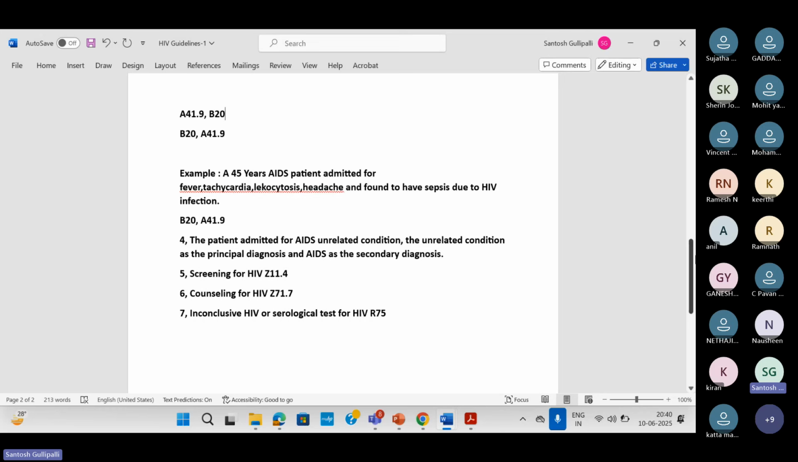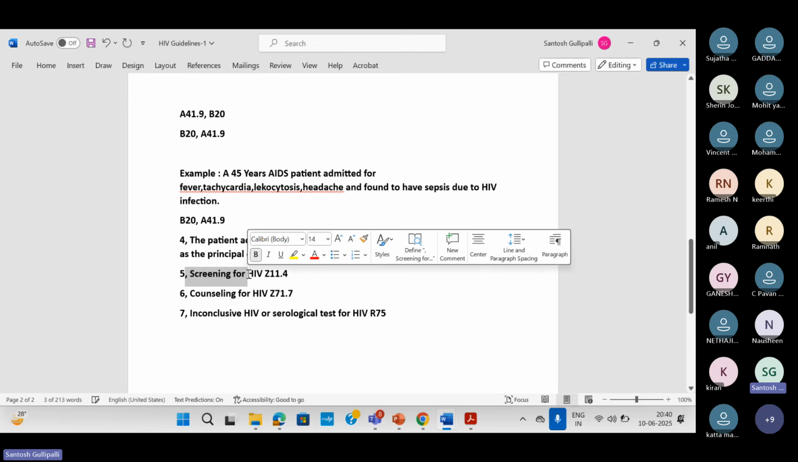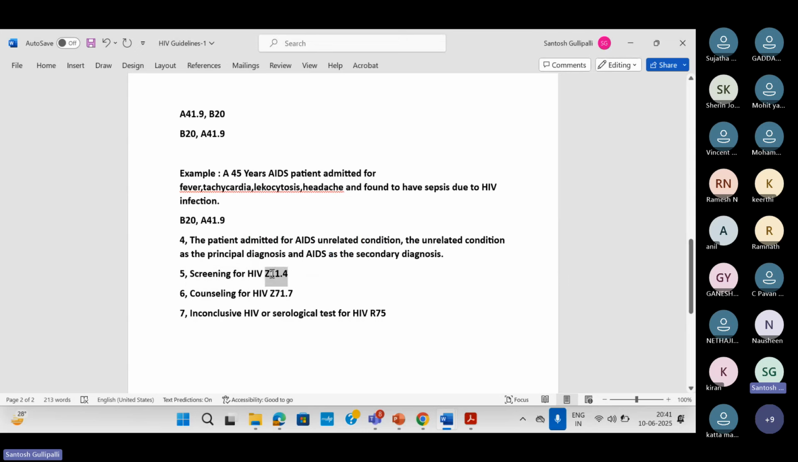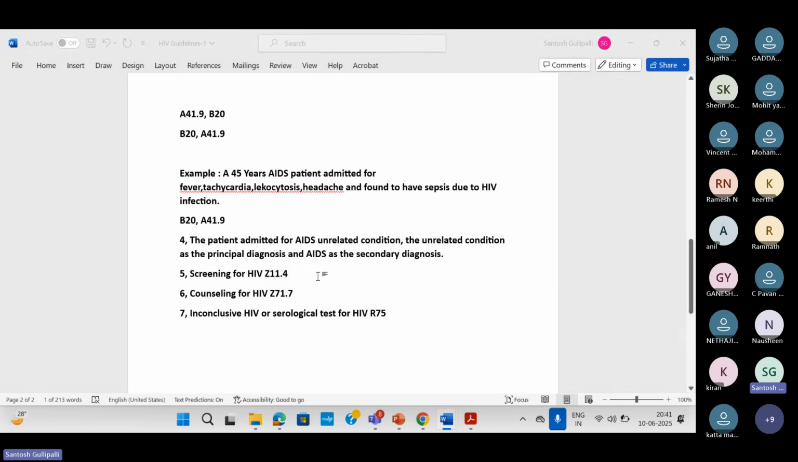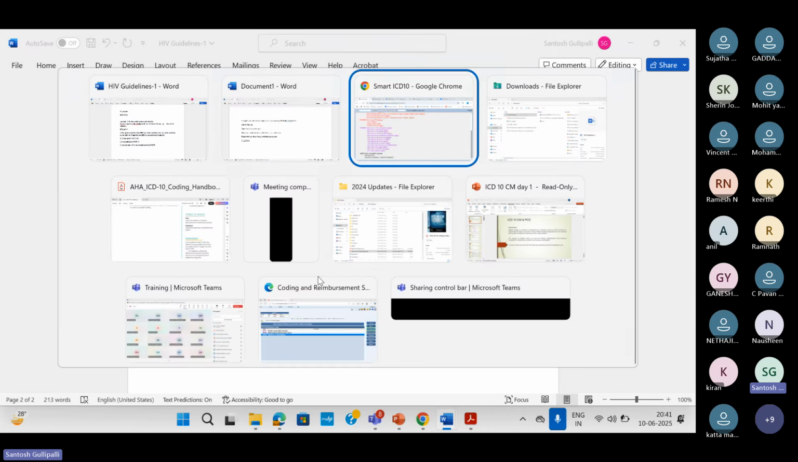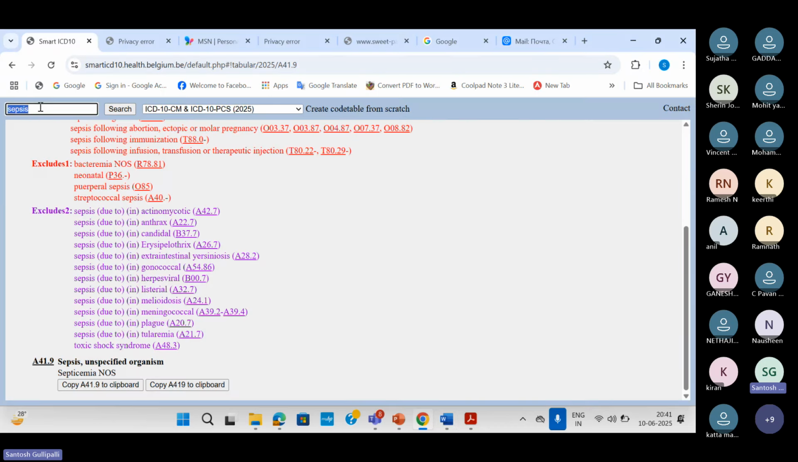Next guideline, screening for HIV. Screening for HIV means the patient does not know whether they have AIDS or not, so the patient comes for an HIV lab test. When the patient is admitted for an HIV lab test, you can assign Z11.4 as the PDX. The screening code is always PDX. At that time you can search for screening.